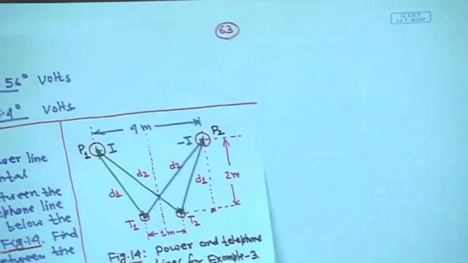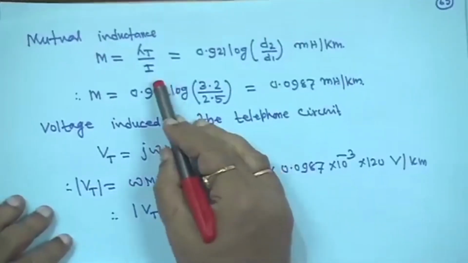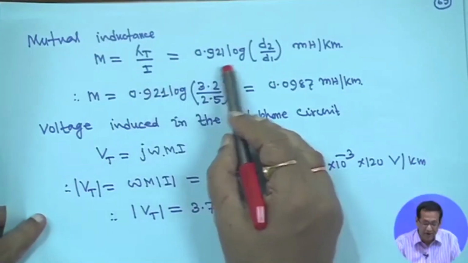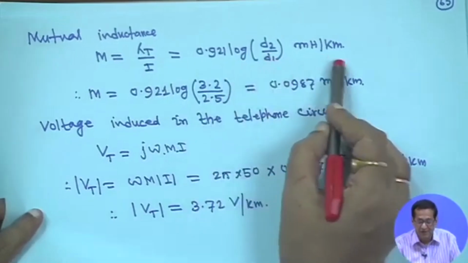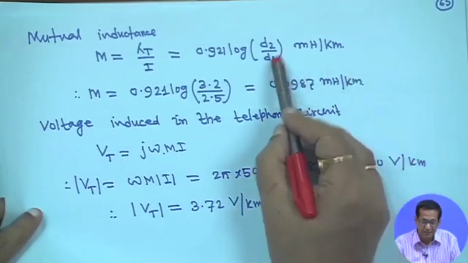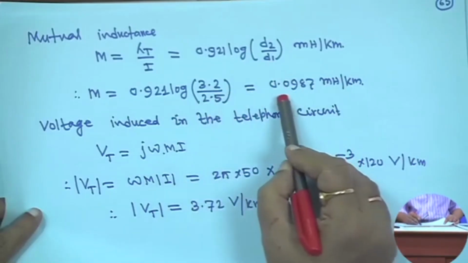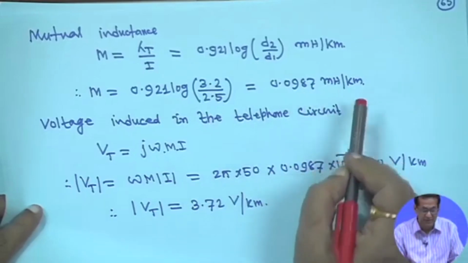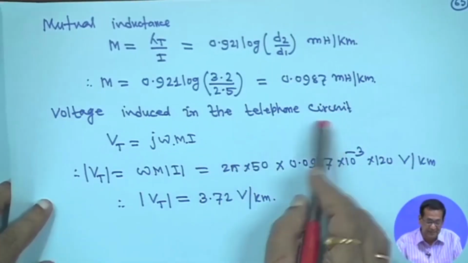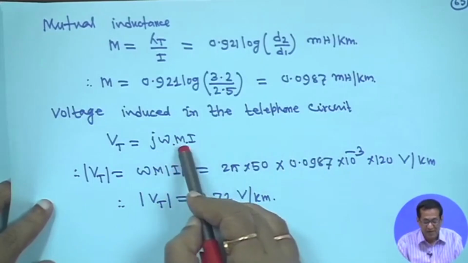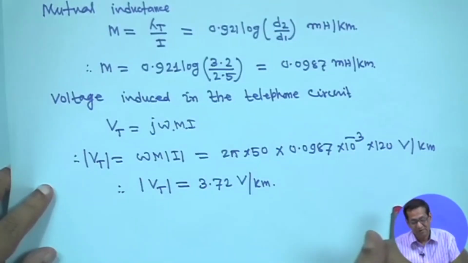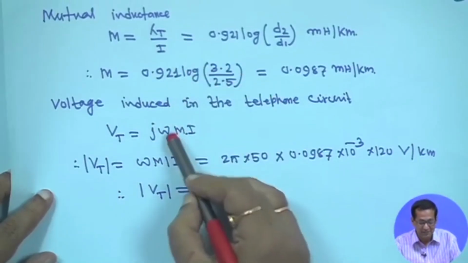Now, mutual inductance. Mutual inductance M is equal to lambda T upon I, right, is equal to 0.921 log D2 upon D1 millihenry per kilometer, right. Now, D2 we got 3.2, D1 2.5, substitute here, you will get 0.0987 millihenry per kilometer. So, voltage induced in the telephone circuit is j omega M into I, omega M is the mutual reactance, just as L omega is the reactance.